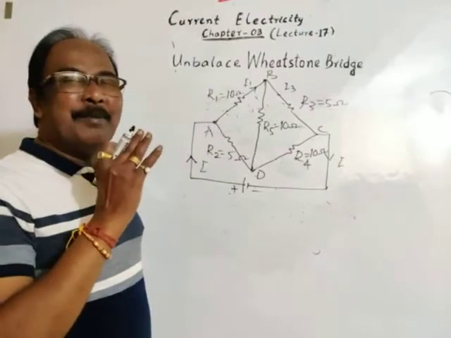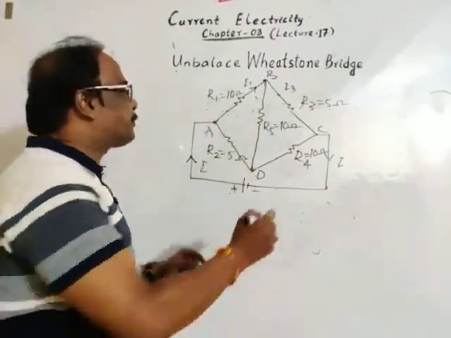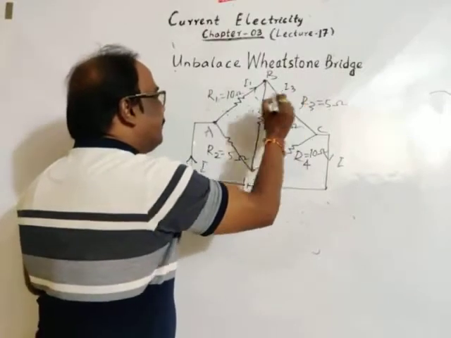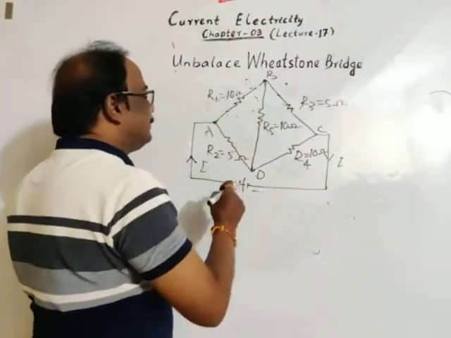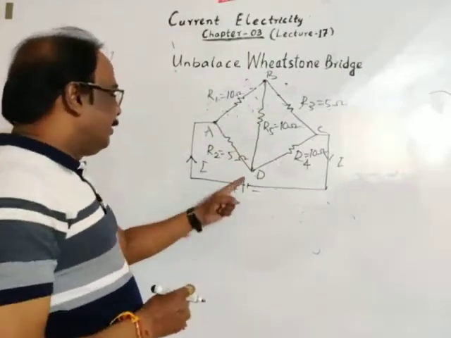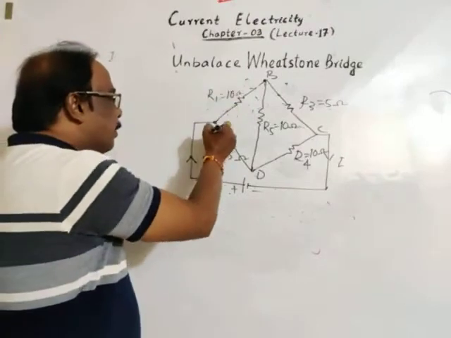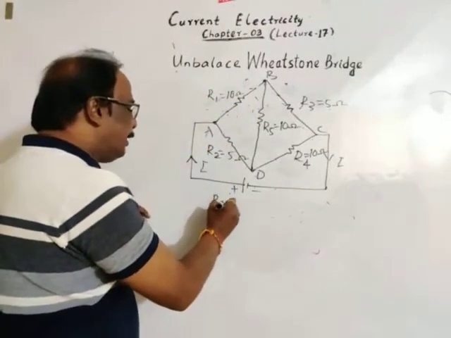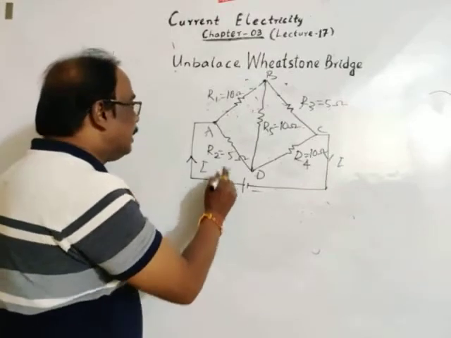This is an unbalanced Wheatstone bridge. We don't know about the current till now. Total current is I. So this resistance is R1, this resistance is R2. Let's check our balance condition.